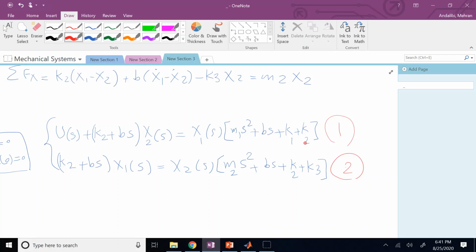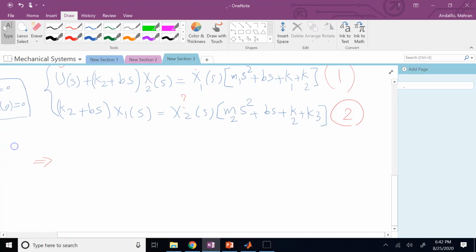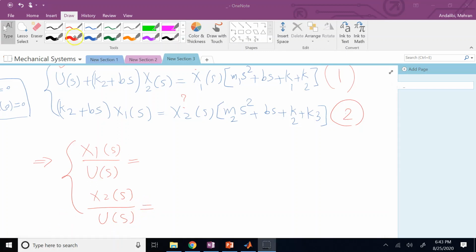In other words, this is just two equations and two unknowns. One unknown is x1, one unknown is x2, and the known is u. So from these two equations, I should be able to solve for both, which if you do, you will get your transfer functions. Okay, and this is what you will get.